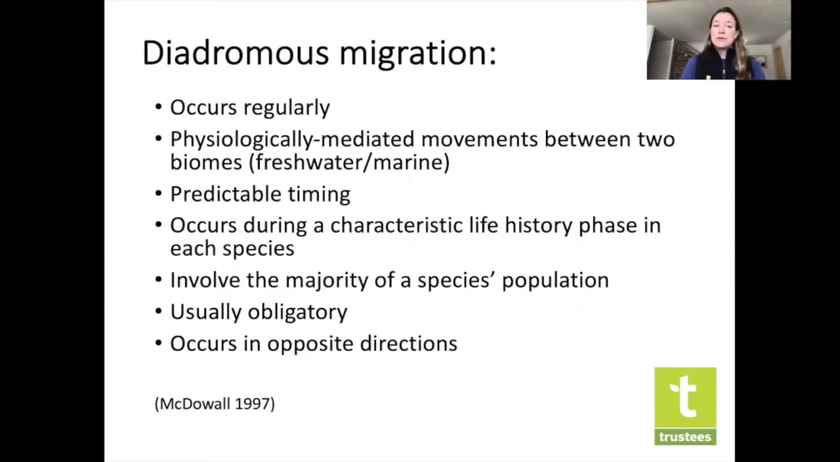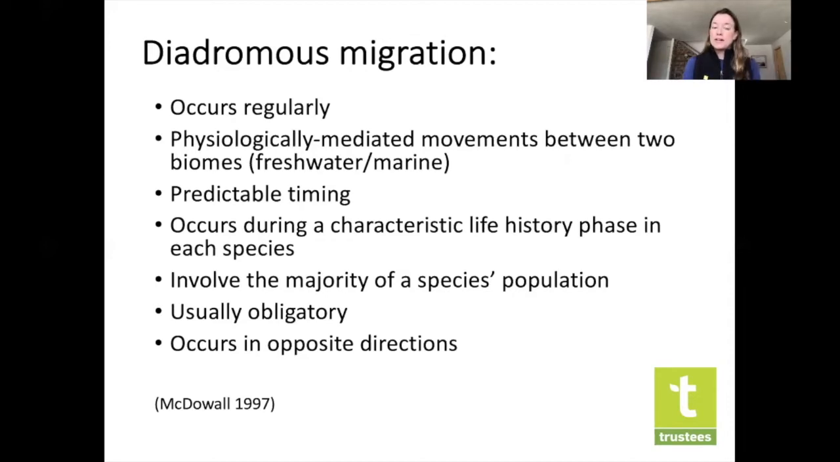So a few things to take note of with diadromous migration. It's a migration that occurs regularly. It's a physiologically mediated movement between two biomes, biomes as in habitats such as freshwater or marine environments. And it's a movement between those two environments. There's usually predictable timing of this migration, and it's taking place during a life history phase, or a stage in that fish's life where it needs to move to a new environment in order to reproduce or spawn, most likely, or to feed.